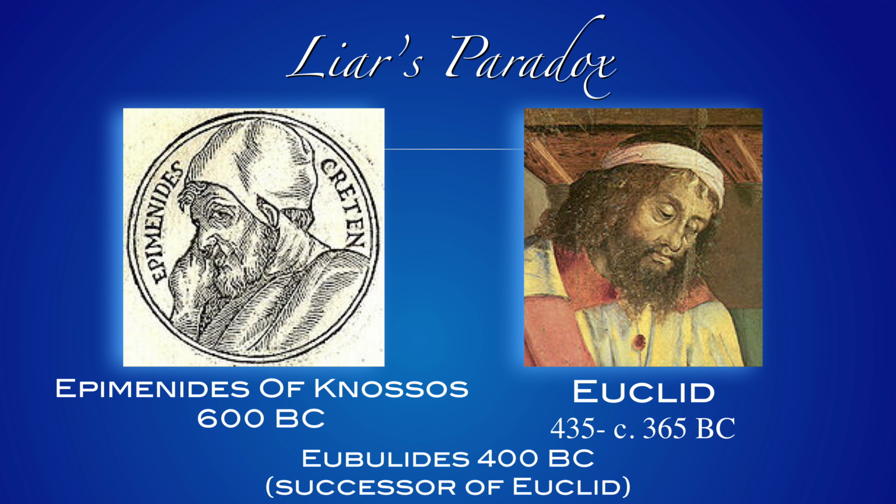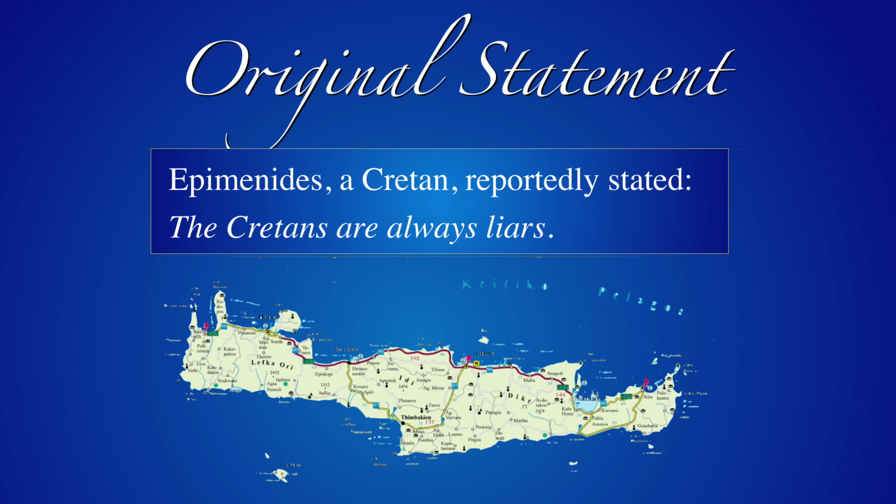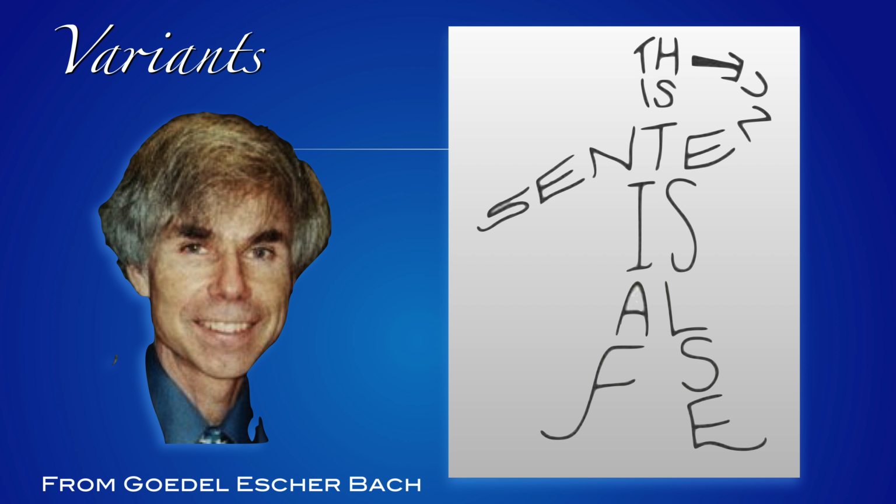Already the Greeks pondered fundamental questions. One of the puzzles is the liar's paradox. It is attributed to Epimenides, who lived around 600 BC. So here's the original statement. Epimenides, a Cretan, reportedly stated, the Cretans are always liars. The question, of course, is now, is this statement true or false? And in both cases you get into trouble.